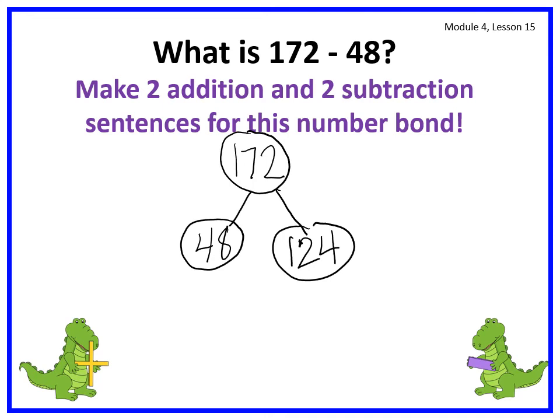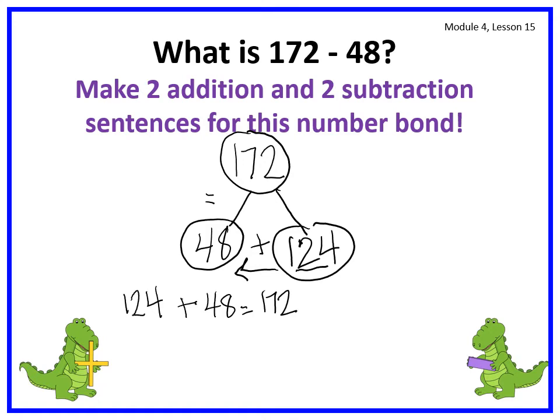I'm going to start with the missing add-in that I did not know, my missing part. 124 plus 48 equals 172. So what essentially I did was I just went and worked backwards. So 124 plus 48 equals 172.